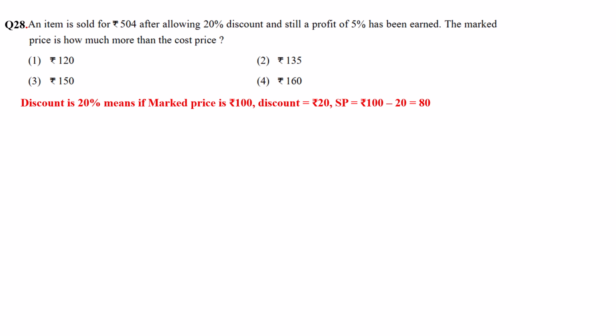So make two columns, and here you write marked price, here you write selling price. So from the statement 20% discount, I can write if marked price is 100 rupees, my selling price is 80 rupees. Now what you have to find: if selling price is 504 rupees, what is the marked price? So I'm assuming marked price is x. Now unitary method, let's cross multiply it. So from here you will get 80 into x is equal to 504 into 100.